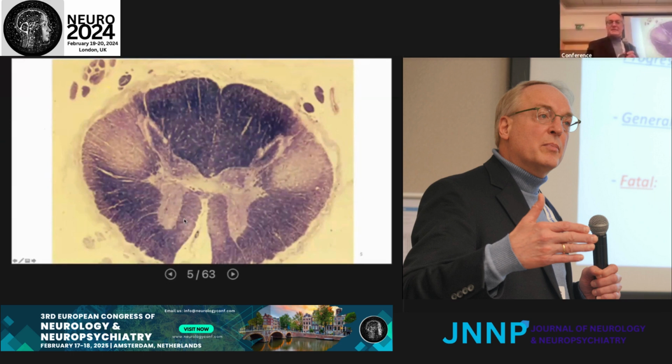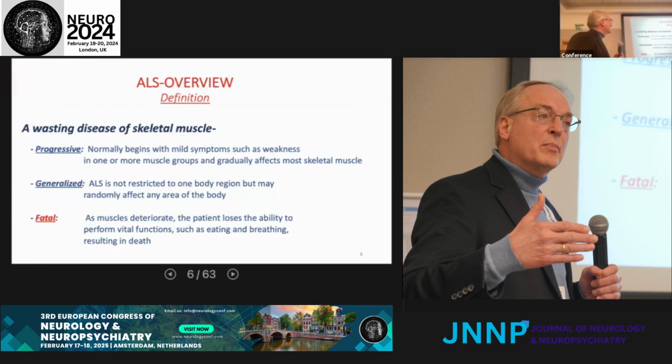Neuropathologically, there's really nothing else that looks quite like this. It's a progressive wasting disorder. The hallmark clinically is a painless progressive motor weakness that we'll see in the spinal onset cases. Normally it begins with mild symptoms such as weakness of one or more muscle groups, gradually affecting most skeletal muscle. It progresses in a segmental fashion. So a patient doesn't present with a right hand weakness and then a left foot drop. It would be a progressive process.